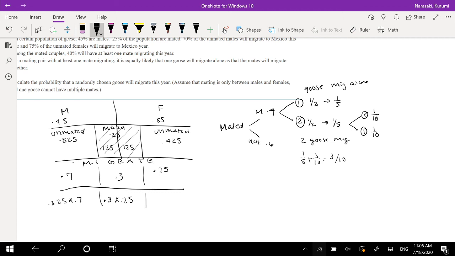And then about 25% of the population is mated. And about 42.5% of the population is unmated females, and they travel with a probability of 0.75. So all I have to do is just multiply this across. And this is equal to 0.62125.